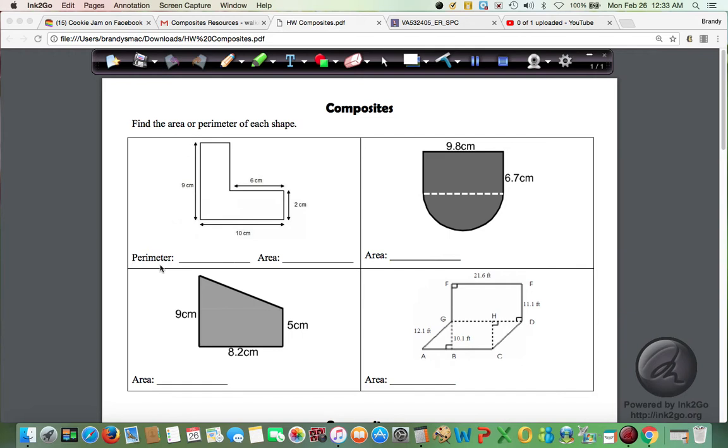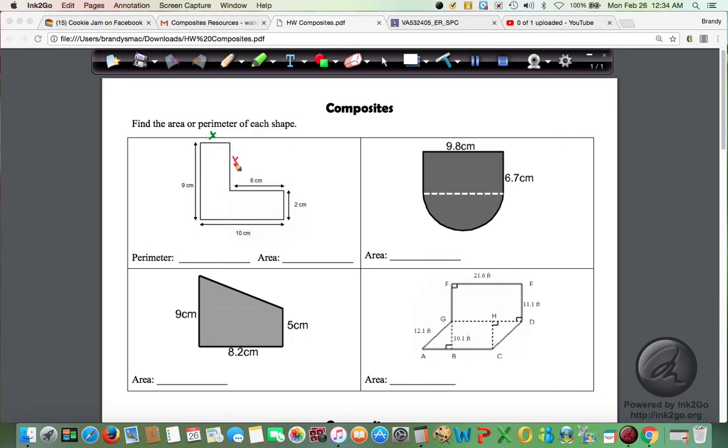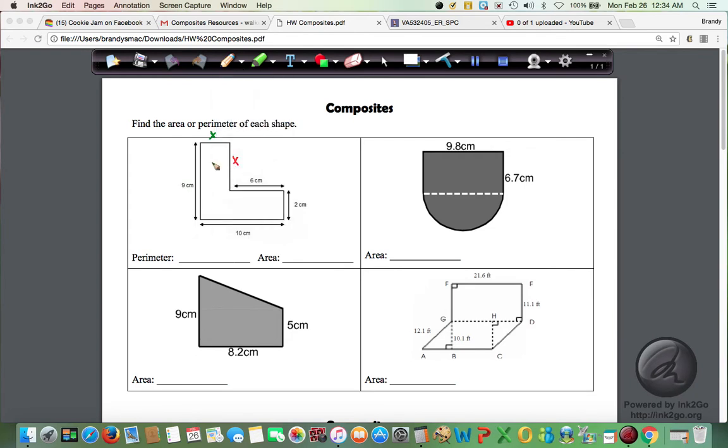We will start with perimeter because that's the easiest. Remember, perimeter means around the shape. So you need all the pieces, not just the ones they're giving you. So we have 2 pieces we're missing. We have this piece up top here, and we have this side piece over here. So let's start with this top piece.